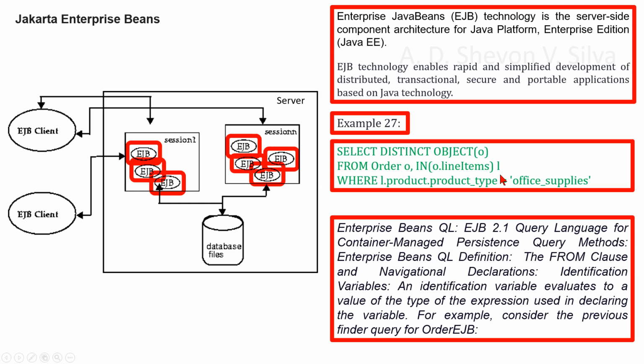It is declared in one of two ways: as a range variable or as a collection member identification variable. A range variable is declared using the abstract schema name of an entity bean. A collection member identification variable is declared using a collection value path expression. Identification variable declarations are evaluated from left to right in the from clause. A collection member identification variable declaration can use the result of a preceding identification variable declaration of the query string.